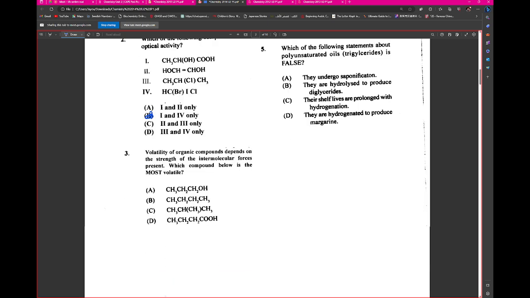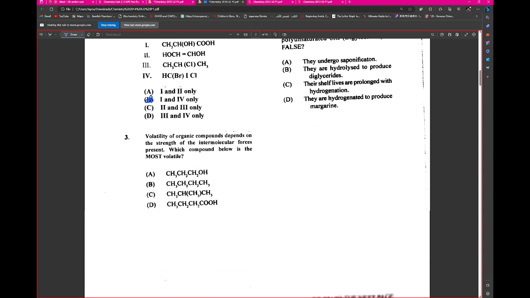Alright. Volatility of organic compounds depends on the strength of their intermolecular forces present. Which compound below is the most volatile? A, since it's alcohol. Sure?